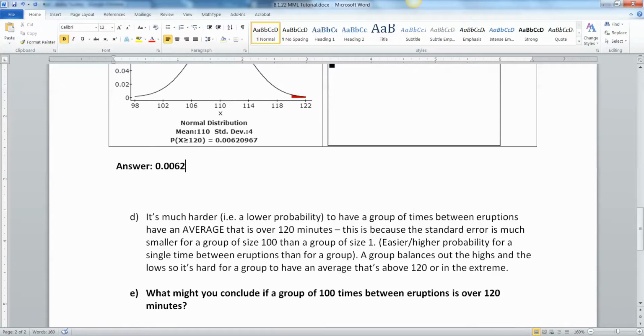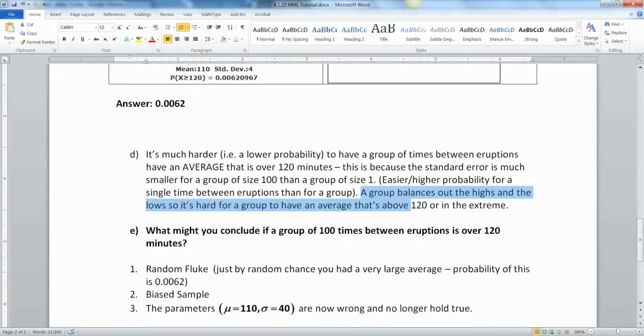That's what I'm writing here, right? Basically, it's going to be hard to have a group that's that high. You can have a single eruption, sure. You might wait over the 120 minutes for any one particular eruption, but you're not going to have a group of 100 have an average of over 120. It's just not going to happen. Well, I shouldn't say that. What might you conclude if it does happen?